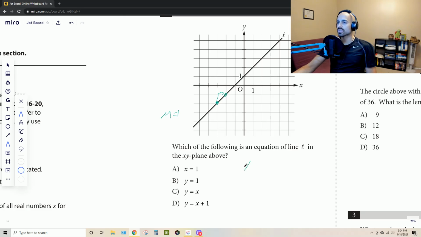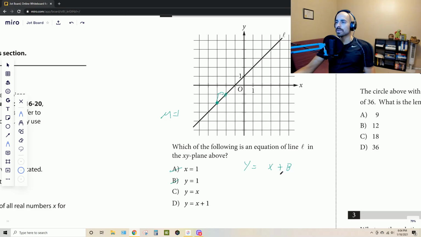And if you remember in slope-intercept form, this is the way that you want to write all your linear equations out. Now that we know what the slope is, we can replace m with 1. So it would at least be 1x, and that automatically just becomes x, really, is the way we keep it. That automatically eliminates a and b, because we don't say x equals 1. x is multiplied by 1. So now we're left with C or D.